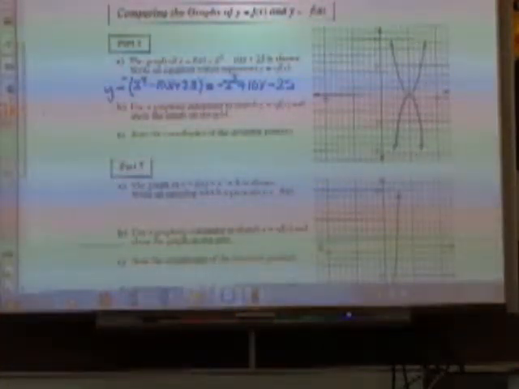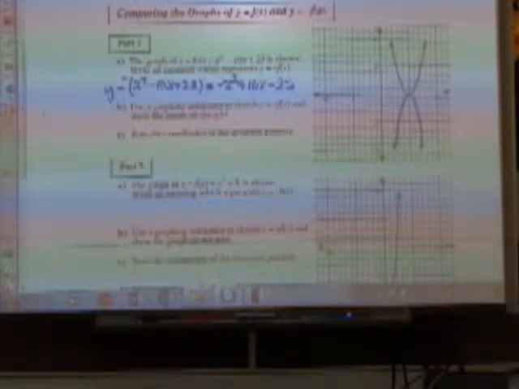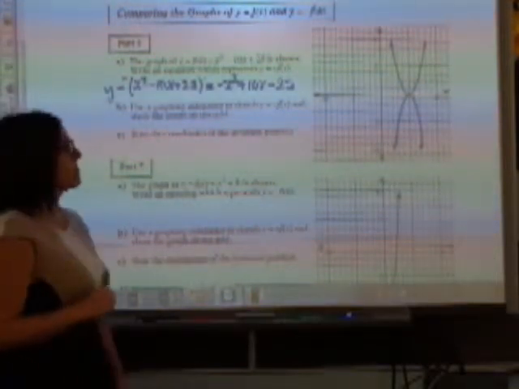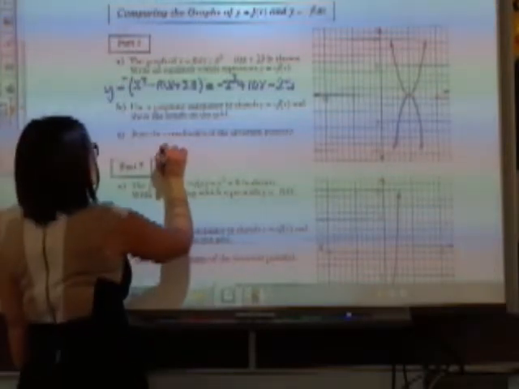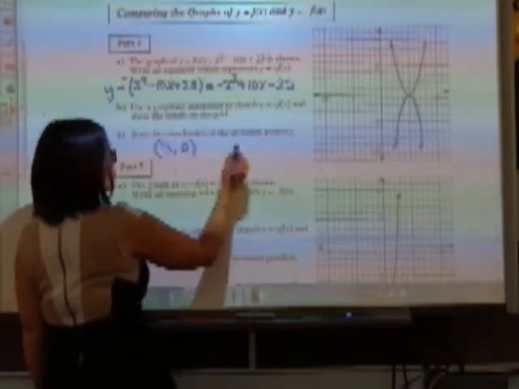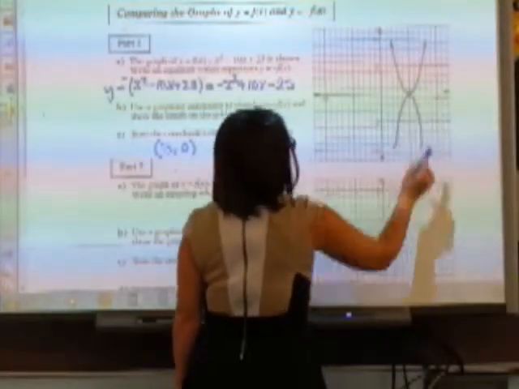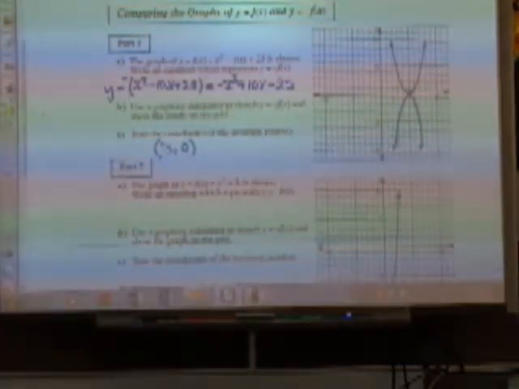Is there a point on this graph that didn't move? What point is that? 5 and 0. The point (5, 0) stayed the same. It did not move as I did the transformation.